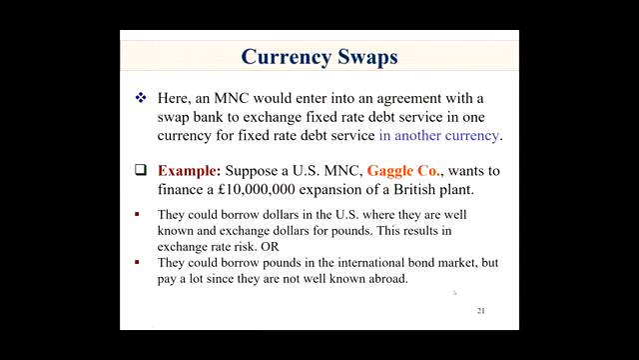Alternatively, they could borrow pounds. Okay, they could borrow pounds, but what's the problem? They're a US company, so if they want to borrow pounds, they're not going to be as well known in the international market as in their home market. So they might need to pay a higher interest rate if they want to borrow in pounds. Okay, so what's the advantage? The advantage is if they borrow directly in pounds, they don't face the interest rate risk.